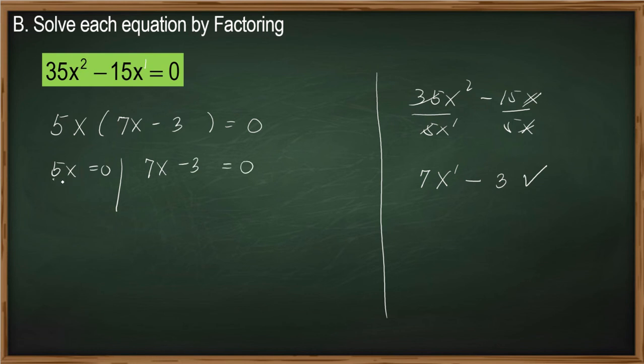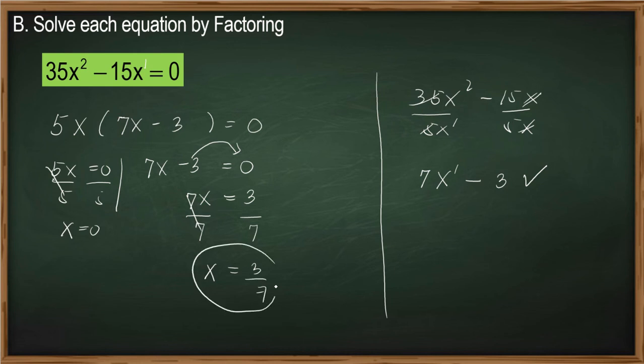Okay, we need x, so divide both sides here by 5. So x is equal to 0. Then, transpose negative 3 to the right side. We have positive 3. What's left here is 7x. Then we need x, so isolate it by dividing both sides by 7. So x is equal to 3 over 7. So the solutions are x equals 0 and x equals 3 over 7.